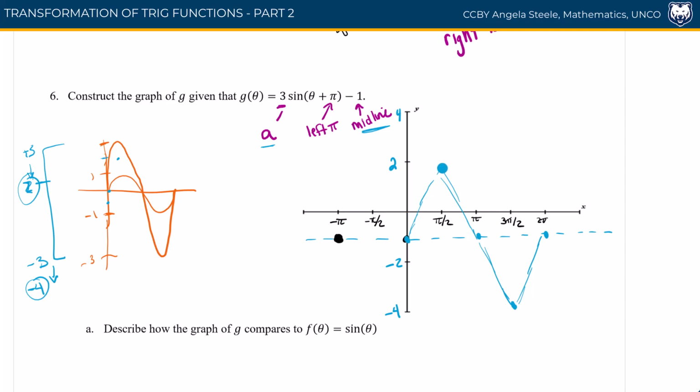This peak where the output is at 2, we're going to shift left 2 tick marks. So that new point is going to be right here. This blue point at pi, we're going to shift left 2 tick marks. The valley of -4, shift that left 2 tick marks. And then at 2 pi, we also shift left 2 tick marks. We can now connect the dots using our sine function. And that right there is the graph of g of theta.